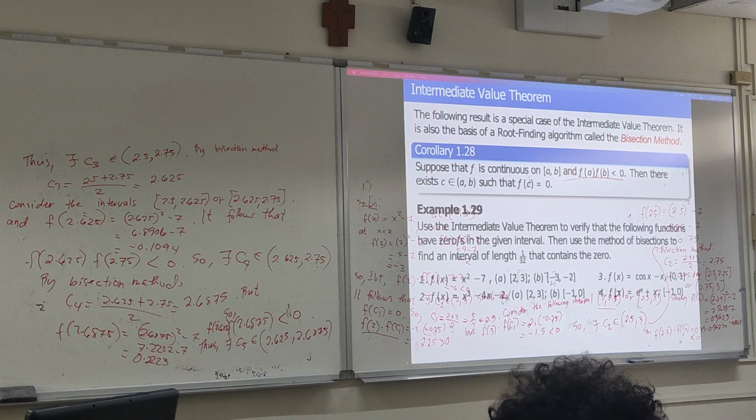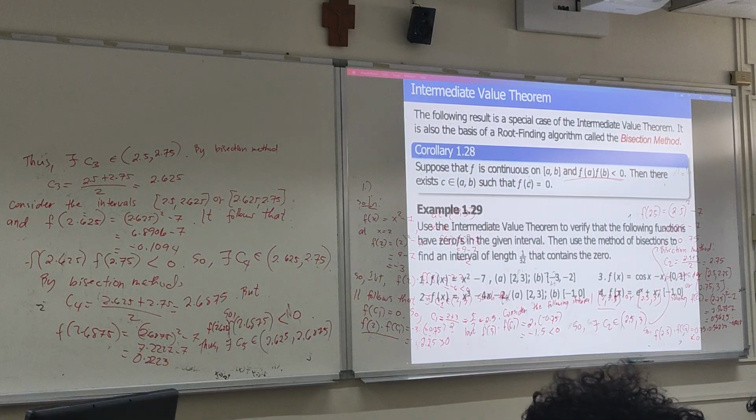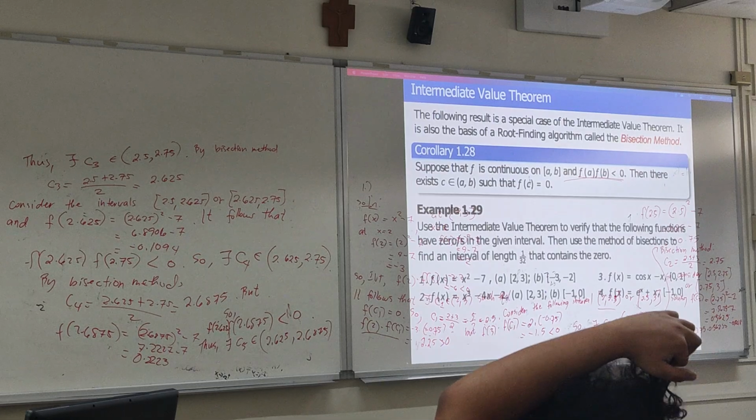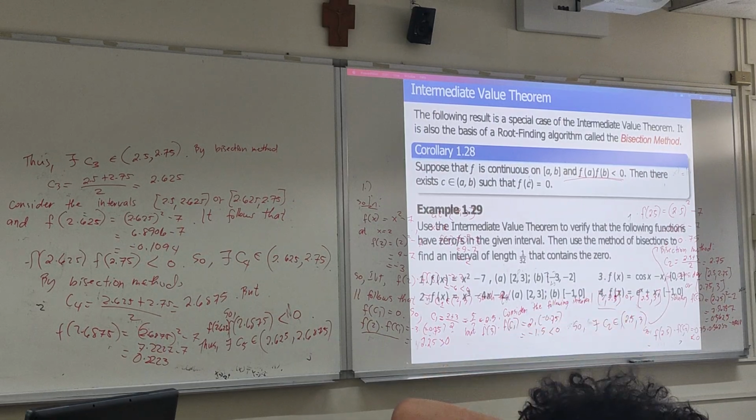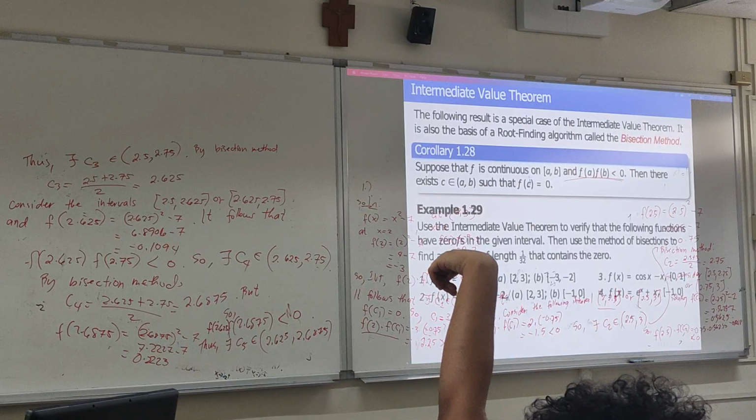So you have 2.6875 squared minus 7. So close, I was so close, it's about 0. So by the bisection method again, C5 is equal to 2.625 plus 2.6875 divided by 2.